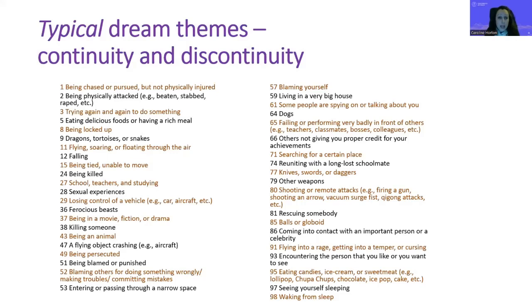This is not my own work at all. This is Calvin Yu's list and just some examples here of the top 100 most common dream themes. And there are some real commonalities. So the most common dream theme is being chased or pursued, but not physically injured. Quite a lot of the top 10 and top 50 really are quite emotional.